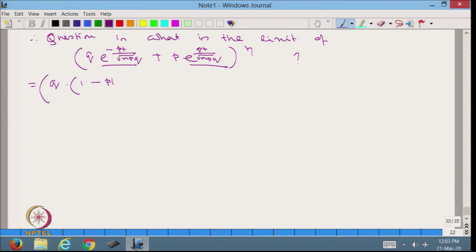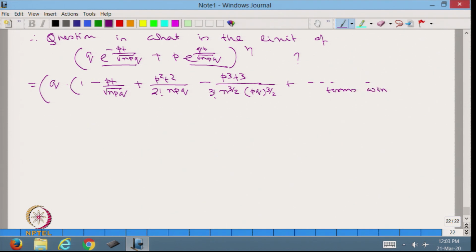[1 minus p t upon root n p q plus p square t square upon 2 n p q minus p cube t cube upon n to the power 3 by 2 (p q) to the power 3 by 2 into factorial 3] plus terms with n square or higher power in the denominator.